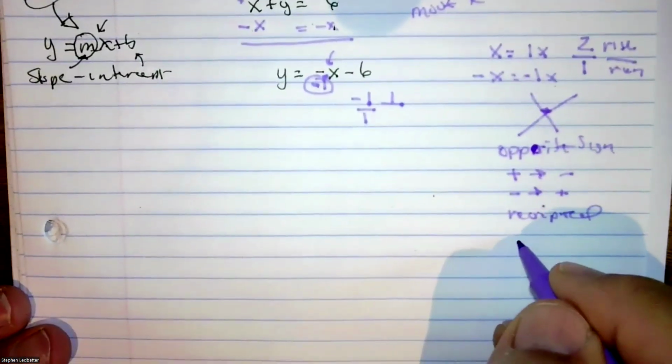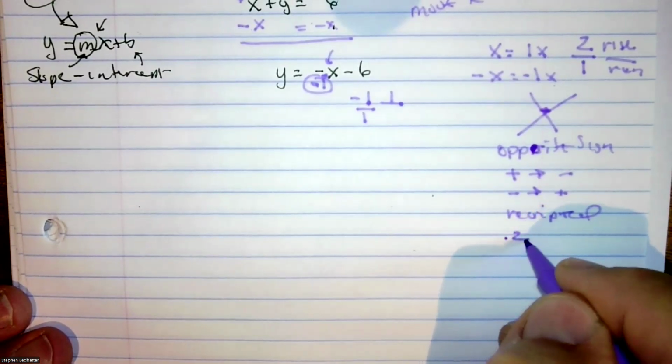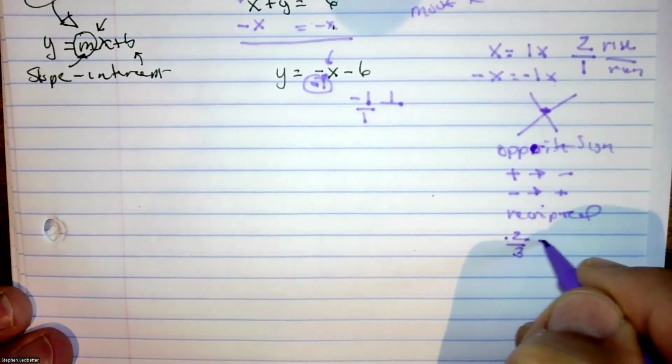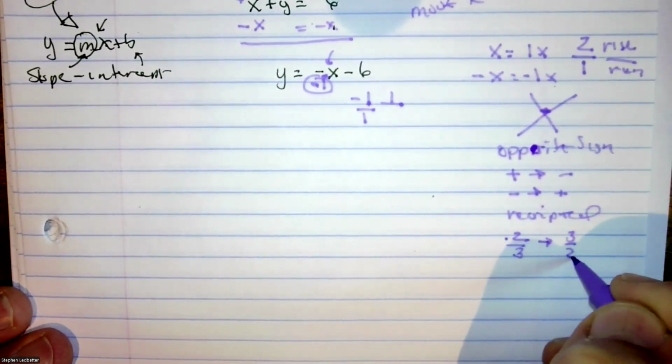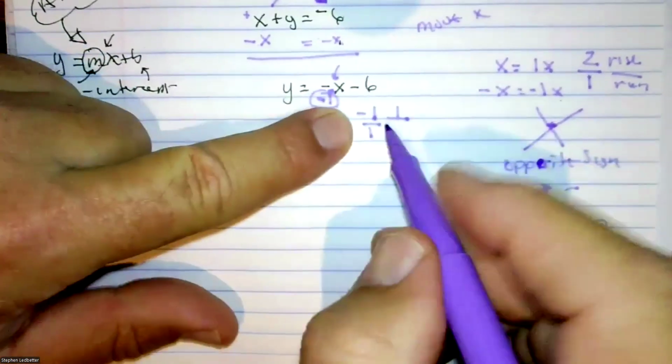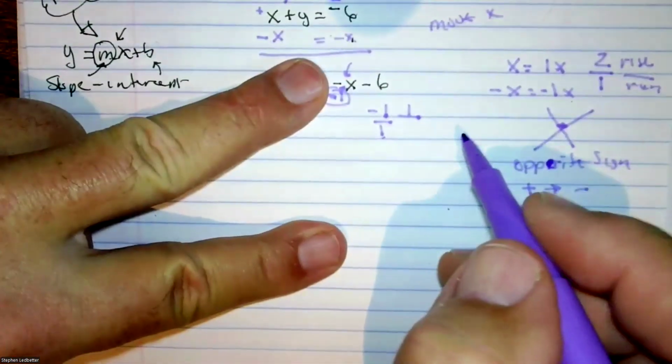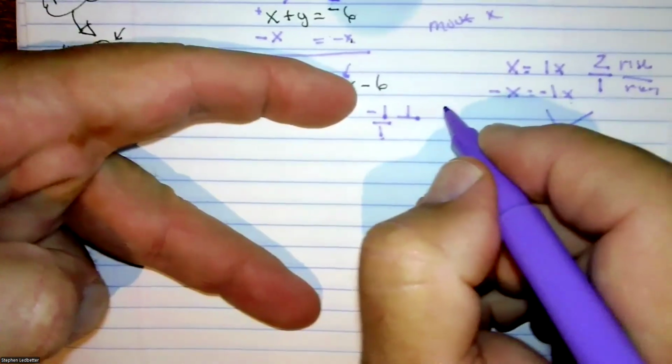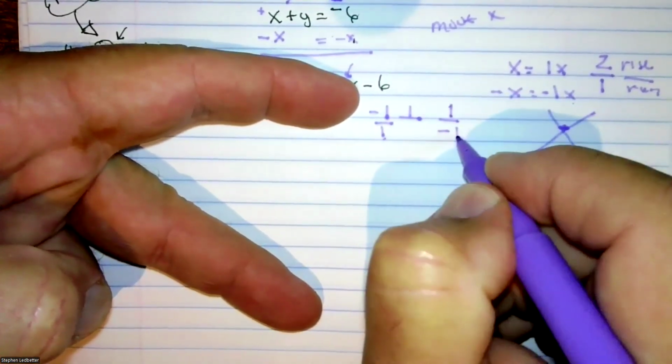Here, the reciprocal means that you flip it. So if I have 2/3, then I do the reciprocal, it would be 3/2. All right. So this one, we want perpendicular. So you see the perpendicular, so it's -1/1. So we're going to take the fraction and we're going to flip it. And when we do, it's going to be 1, -1.